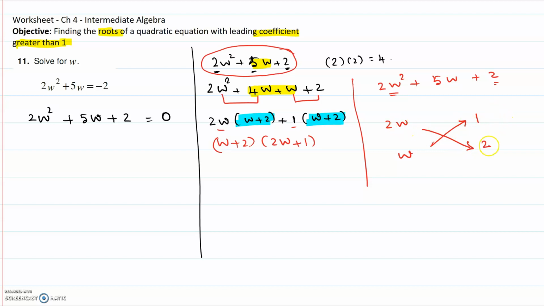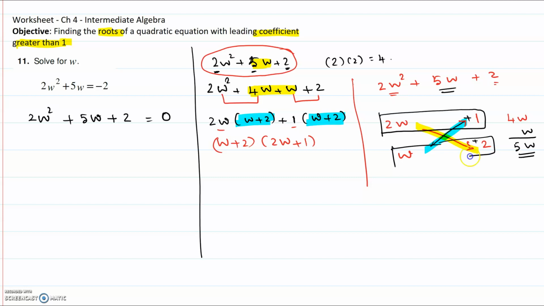It's 2w times 2, that will be a 4w. Then cross these two, which is w times 1. So you cross this way and then you cross this way, multiply. So you get 4w and then w, which is going to be 5w. And make sure this 5w is exactly the middle term. Then your factoring is right. Then you box it. This is what I call the X box.